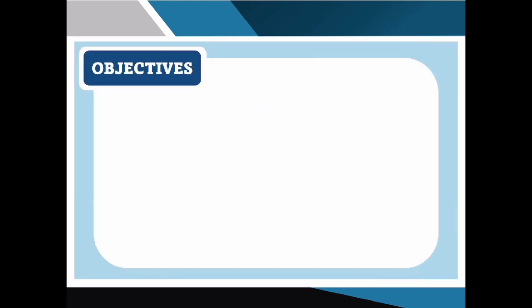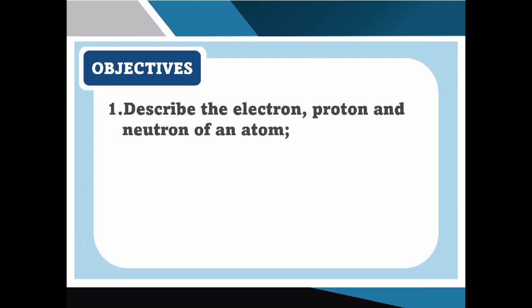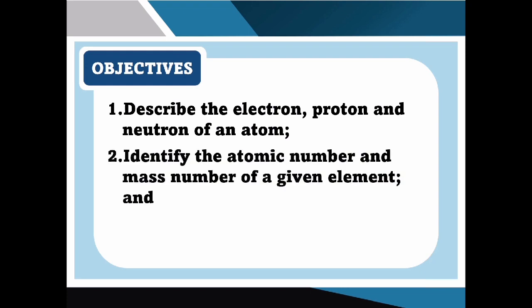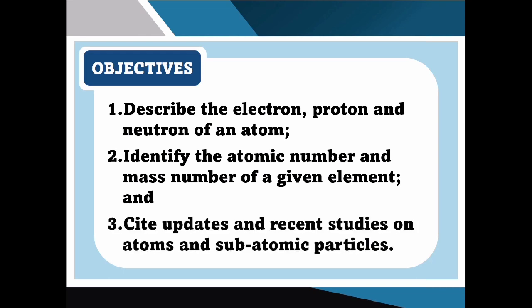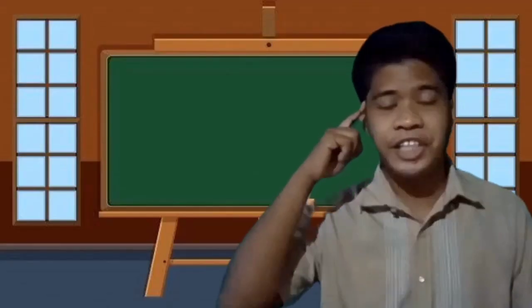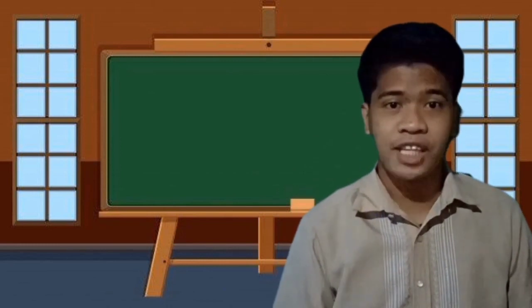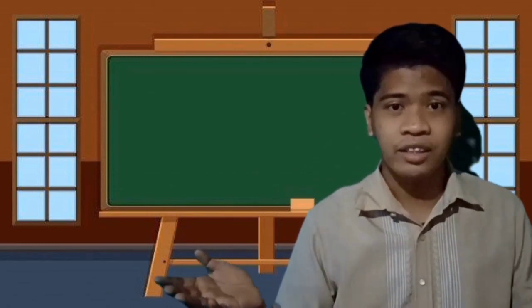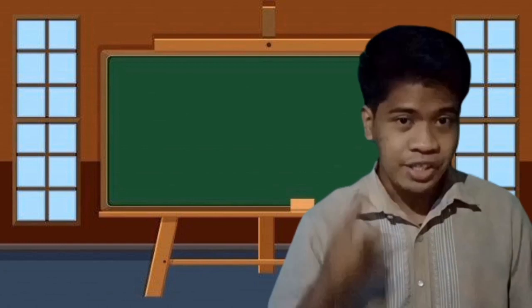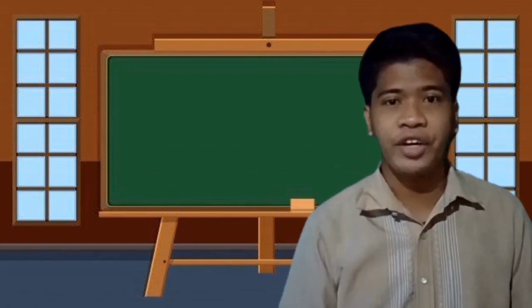In today's lesson, we are going to describe the electron, proton, and neutron of an atom, identify the atomic number and mass number of a given element, and cite updates and recent studies on atoms and subatomic particles. Do you have any idea of what atoms and the subatomic particles are? Well, let's listen to this song to know each one of them.